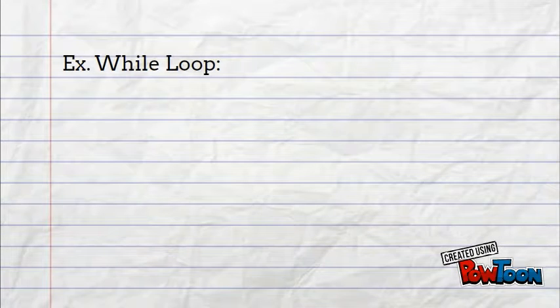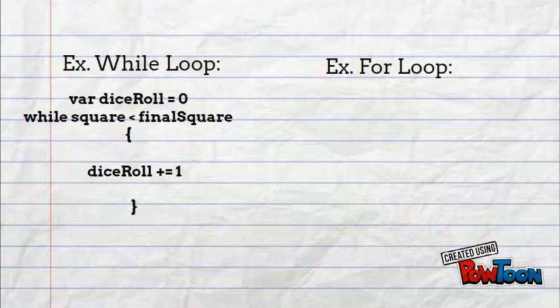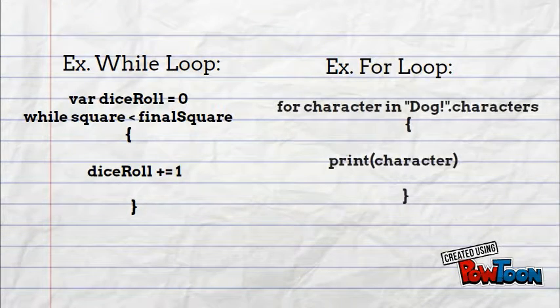While loops and for loops are used very similarly in Swift as they are in Python. For this while loop example, it's talking about a board game where we don't know the last time we're going to roll a dice. And for the for loop, we know how many letters are in the word dog, which is what the loop is trying to print.